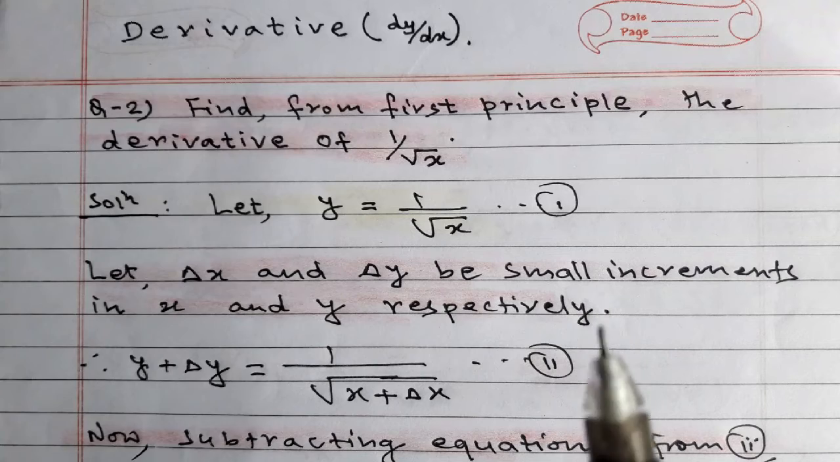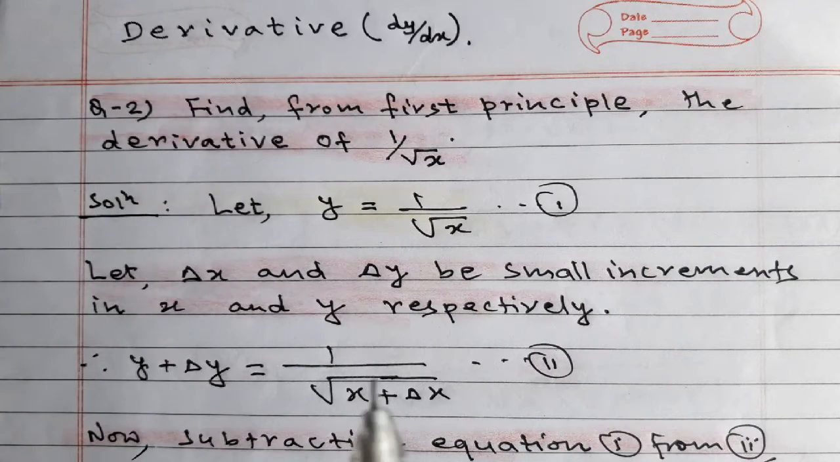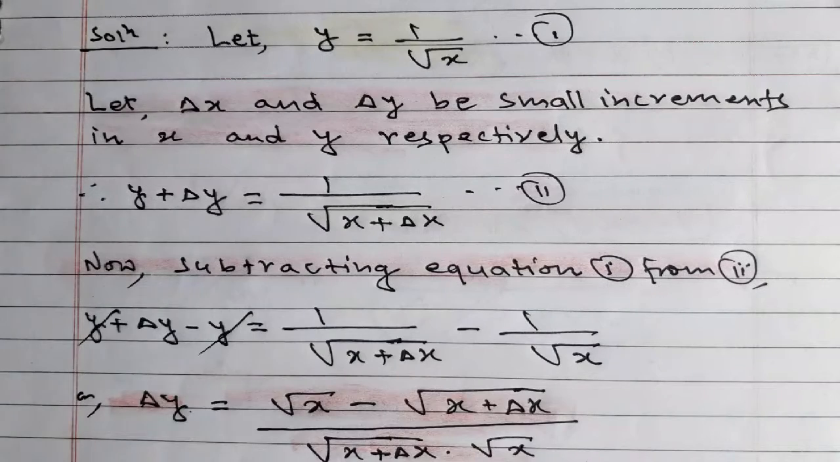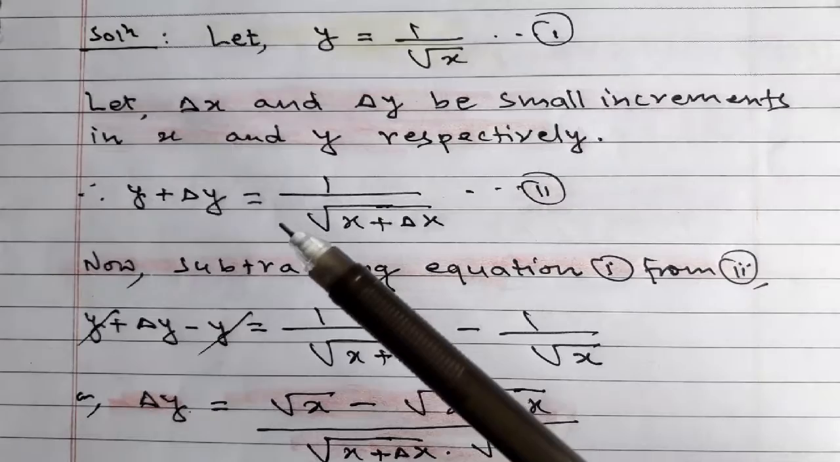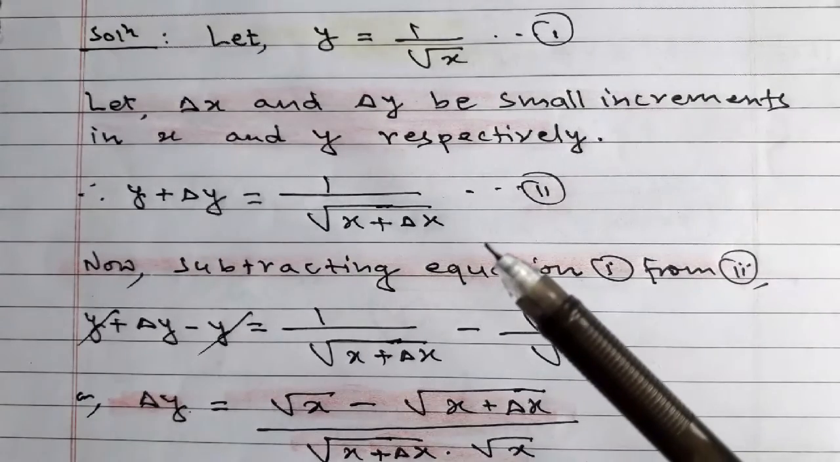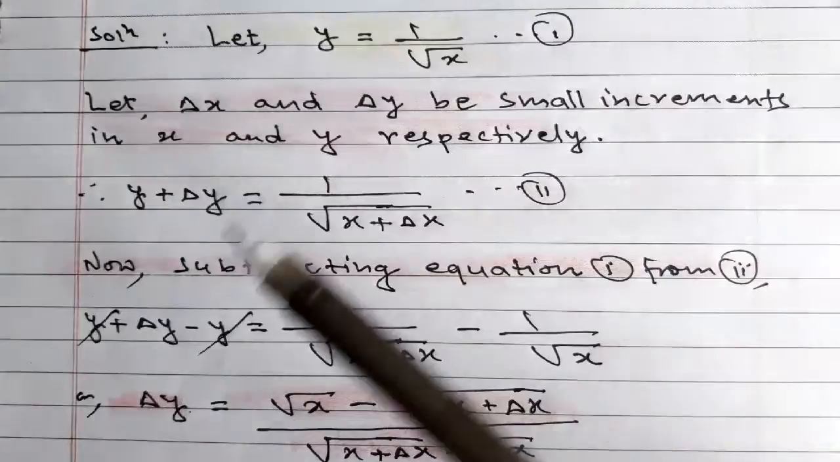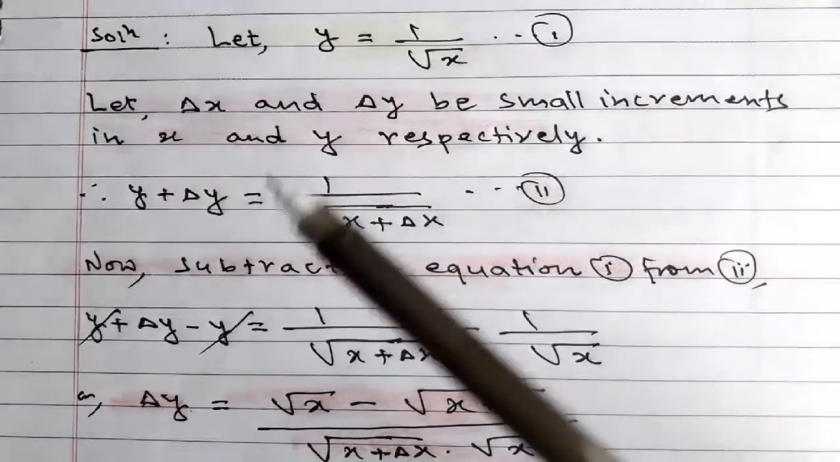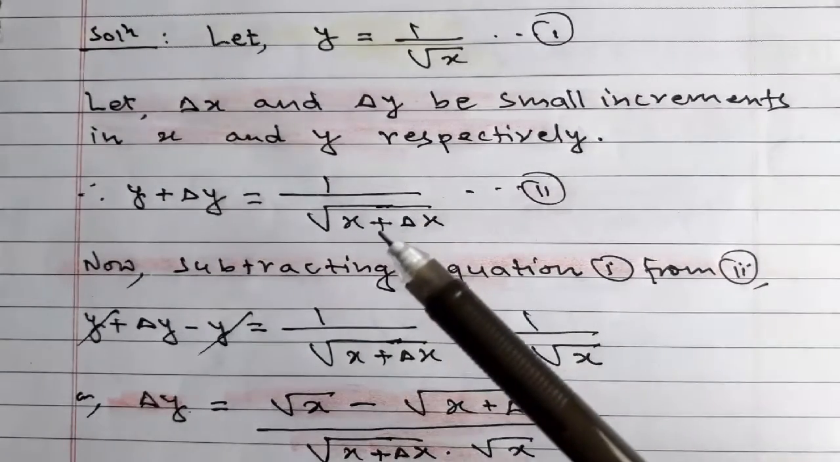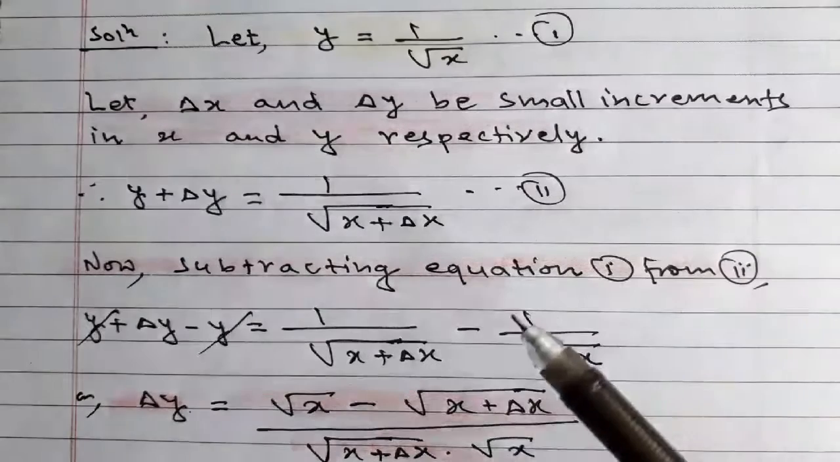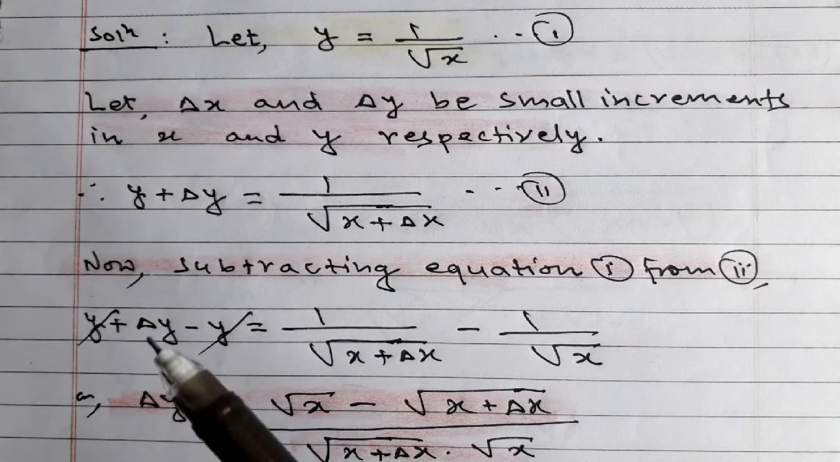Now by solving the first and second equation, we'll find out the value of delta y. To get the value of delta y, we have to subtract equation 1 from equation 2. Subtracting equation 1 from equation 2, we get y plus delta y minus y equals 1 by root x plus delta x minus 1 by root x. Plus y minus y will cancel, we get the value of delta y.